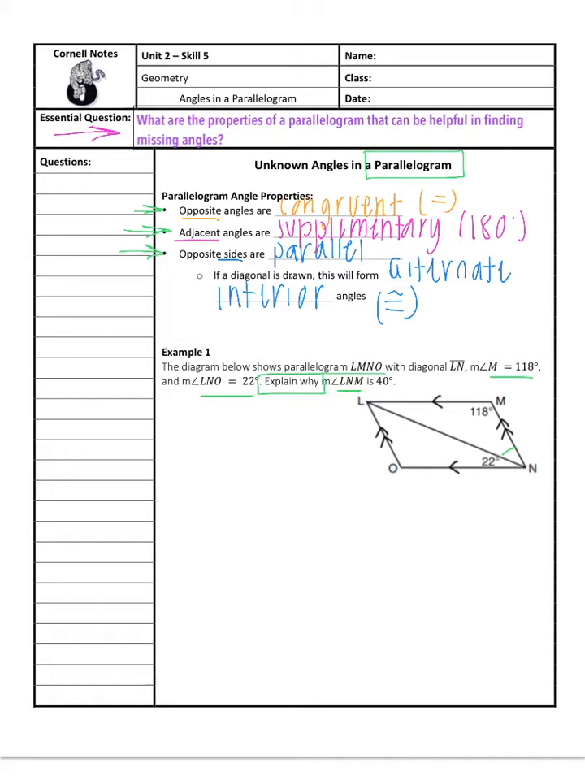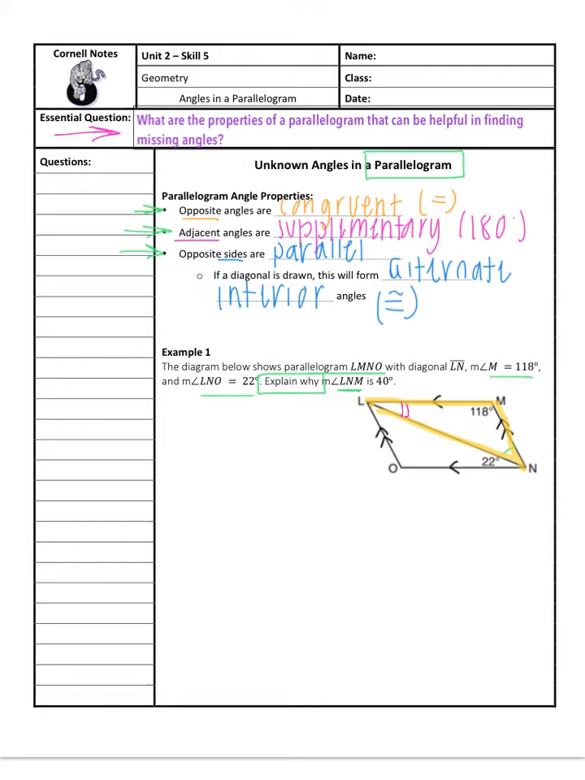So here we go. We know it's a parallelogram, so we know these 3 things up above are true, but notice that this parallelogram is essentially split into 2 triangles right now. If we focus on this triangle right here, we already know one of the angles is 118, angle M. It told us that. We know the angle we're looking for is going to end up being 40, so it'd be really helpful right now if I could figure out what this angle up here is.